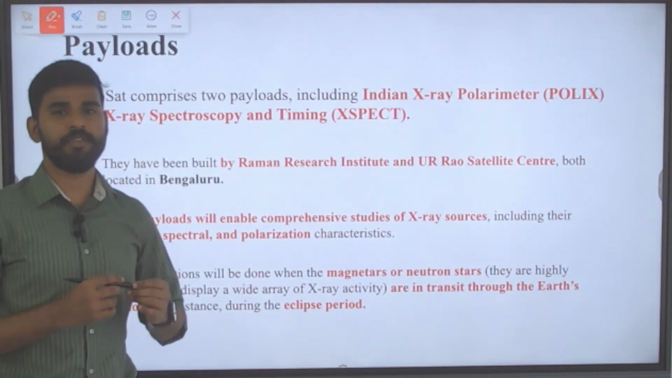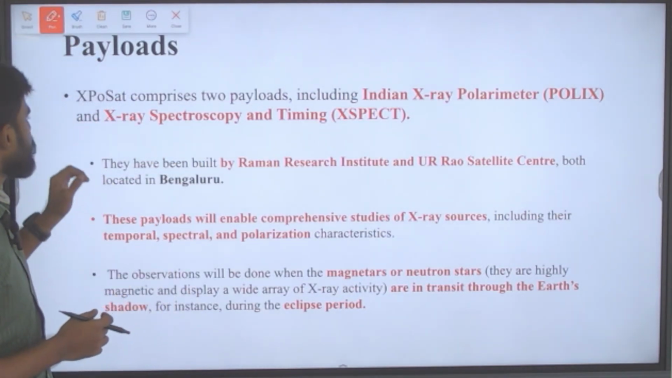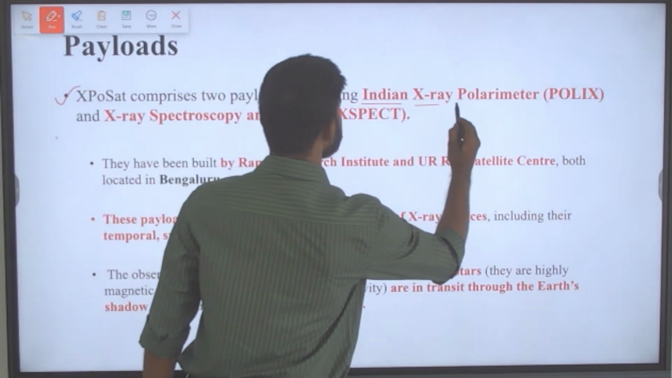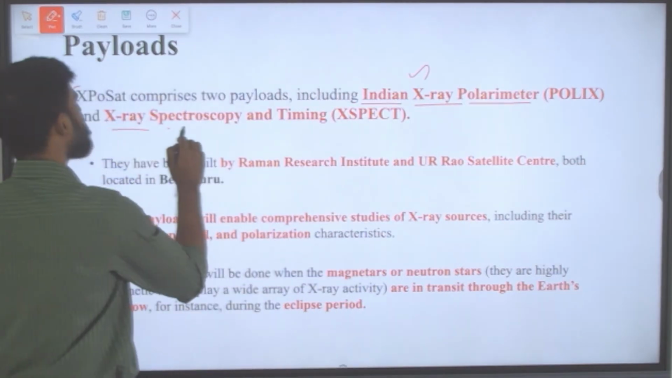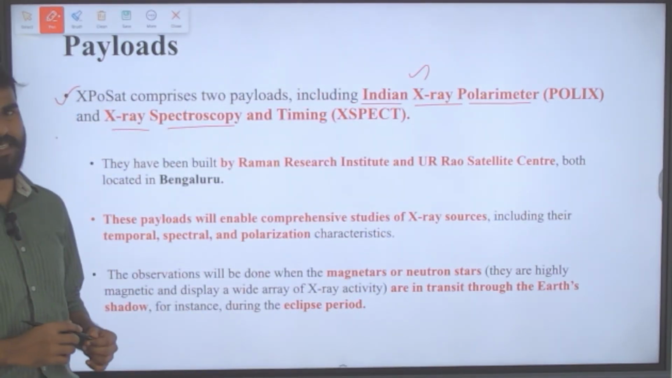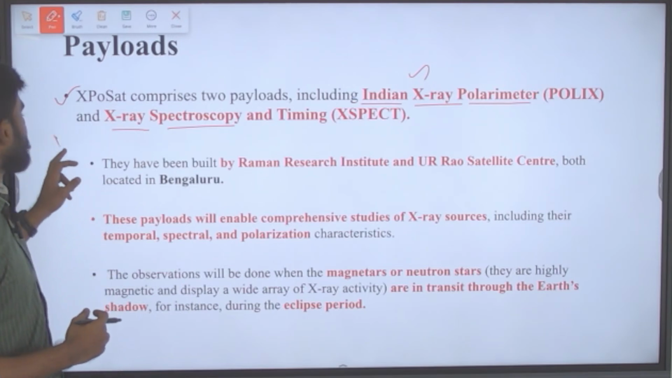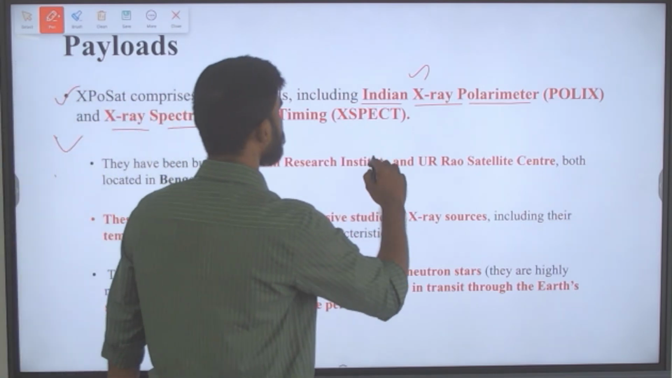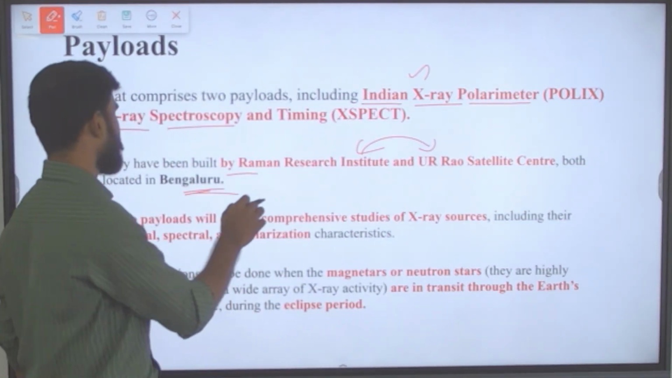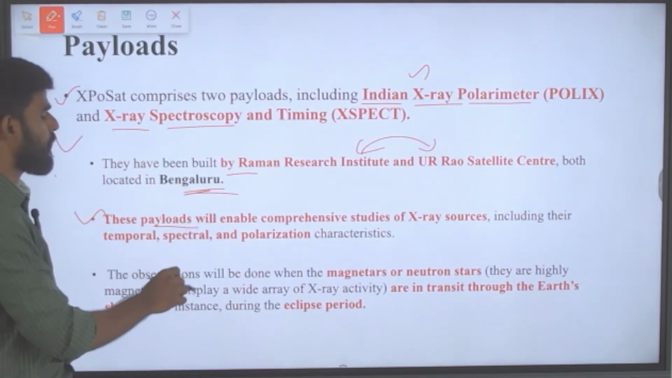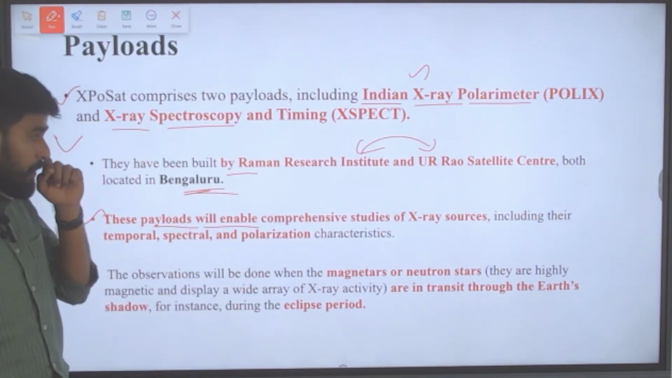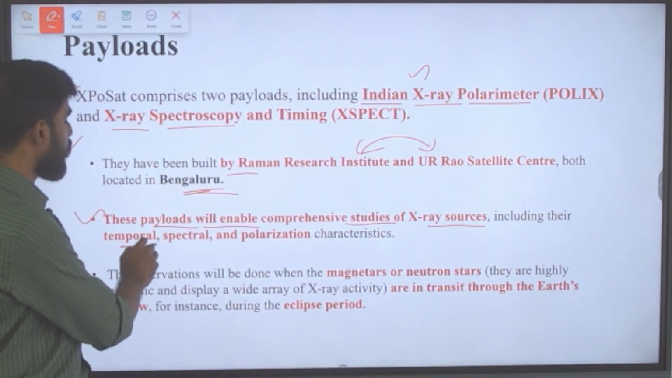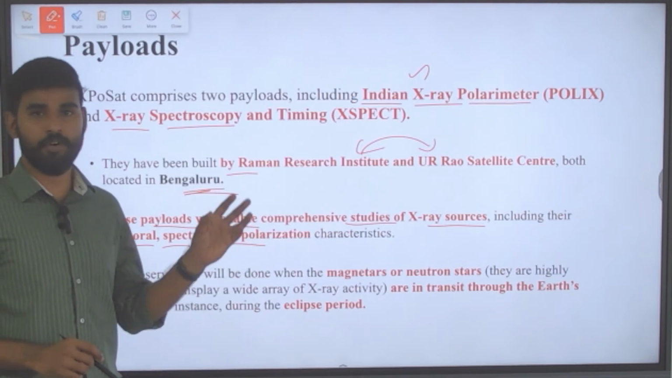What are all the payloads of this XPoSat satellite? Okay, the first one is POLIX. What is POLIX? That is the Indian X-ray Polarimeter, POLIX, and then X-ray Spectroscopy and Timing, XSPECT, that is the second payload that we have. So these two payloads have been built by Raman Research Institute and U R Rao Satellite Centre. Both these institutes are located in Bengaluru, and these payloads will enable comprehensive studies of X-ray sources, which includes temporal, spectral and polarization characteristics of X-ray sources.